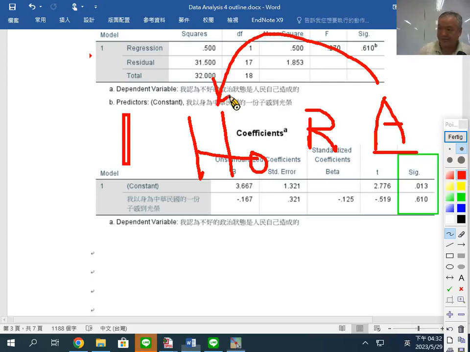When the p-value is greater than 5%, then we accept. We don't argue about that. But when the p-value is less than 5%, then we have to reject the null hypothesis. Then if we reject the null hypothesis, we have no choice but to accept the alternate hypothesis, which means H1, the hypothesis with difference.